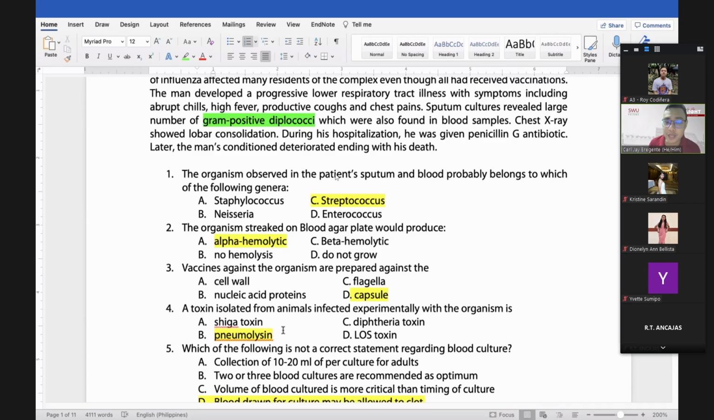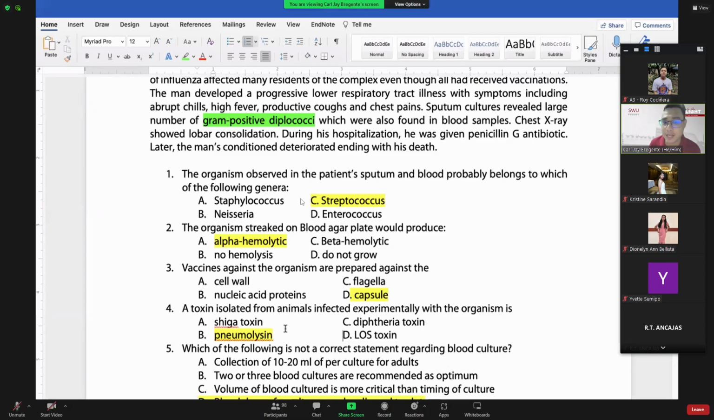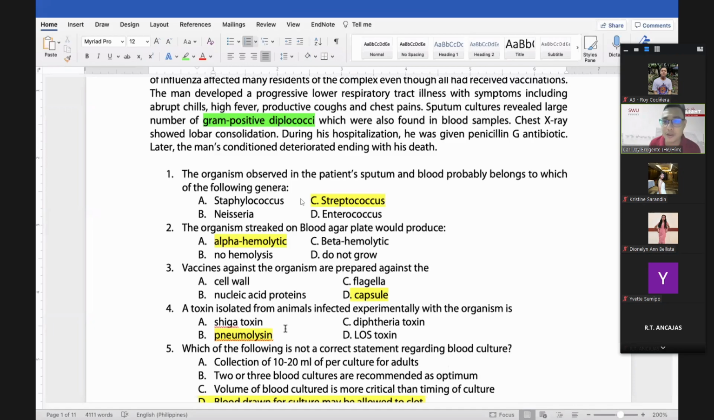Okay? Your pneumolysine may act as antiphagocytic. It also reacts with your cytokines. And also your pneumolysine is also responsible why your blood agar plate will turn into alpha hemolytic. Okay? So, ito yung responsible bakit naging alpha hemolysis yung blood agar plate.